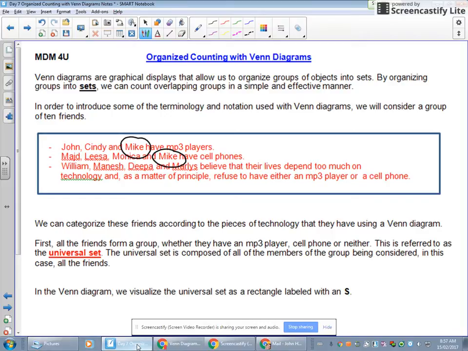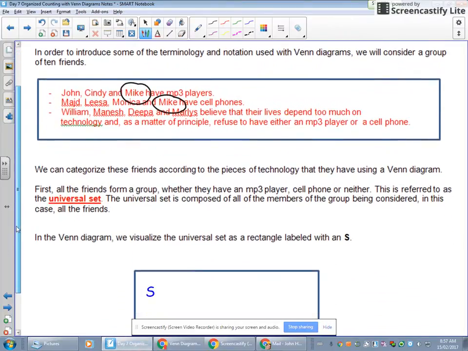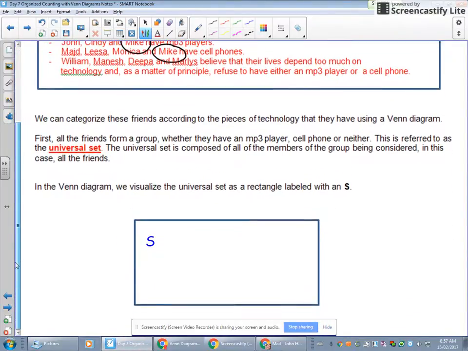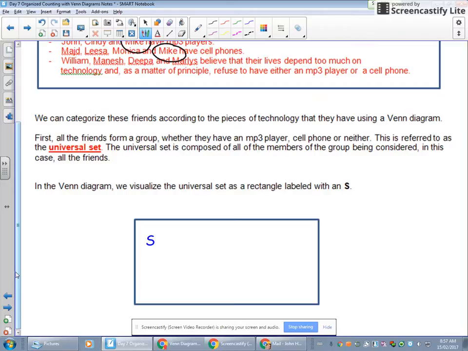William, Manish, Deepa, and Marilis believe that their lives depend too much on technology, and so they have neither an MP3 player nor a cell phone. So the first thing we need to decide is the words we're going to use. We've got this idea of the universal set. When I hear universal, I think of the universe. The universe is all-encompassing. So our universal set is all the data that we're talking about, and that's what we're going to represent by our box.